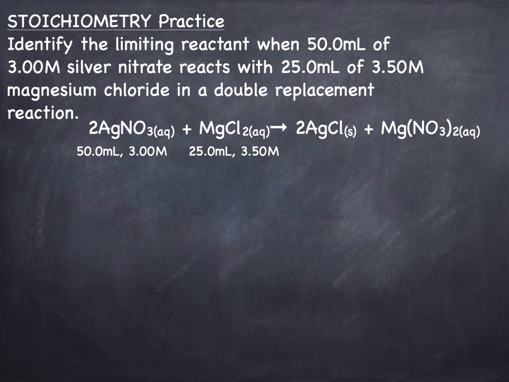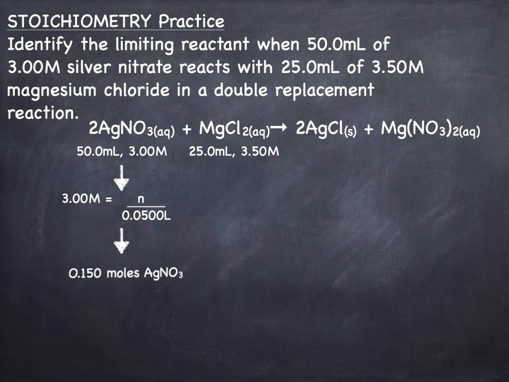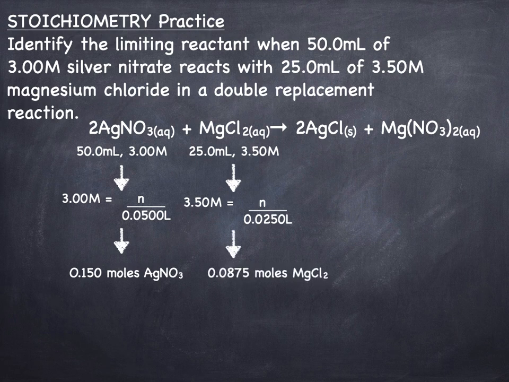And then since we're doing stoichiometry, we need to get to moles. So we have 2 different concentrations here. So we want to convert both of those concentrations to moles. So for the first one there, we'll just set up that molarity equation. Solve for N, and in solving for N, we should get somewhere in the neighborhood of 0.15 moles of silver nitrate. On the other reactant, set up the same molarity equation, solve for N, and you're at 0.0875 moles of silver chloride.